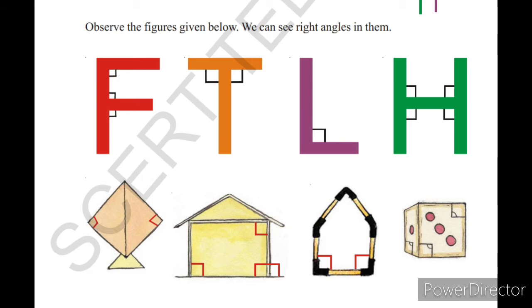Why are these called right angles? Because these are exactly 90 degrees. If you measure the angle, it will be exactly 90 degrees. So we call it a right angle. For all these pictures we can observe that these are all right angles.